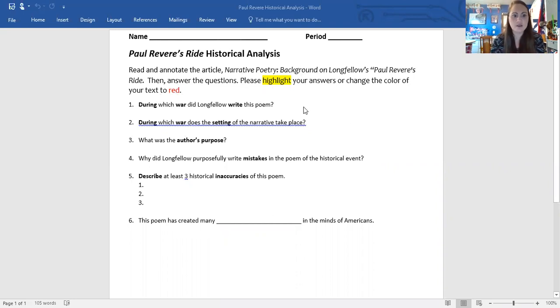Please follow the directions. During which war did Longfellow write the poem? And then second, during which war does the setting take place? So he wrote it during one war, and it is written about and set during another war. What was his purpose? We just discussed what his purpose was. Why did he make these purposeful mistakes? Describe 3 of those important historical inaccuracies, and then tell me what does this create in the minds of Americans? So just the basic information, okay?